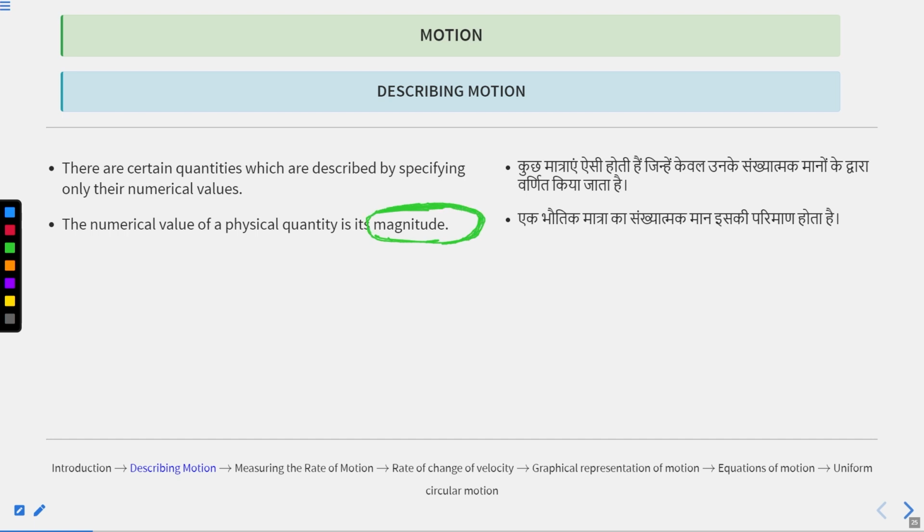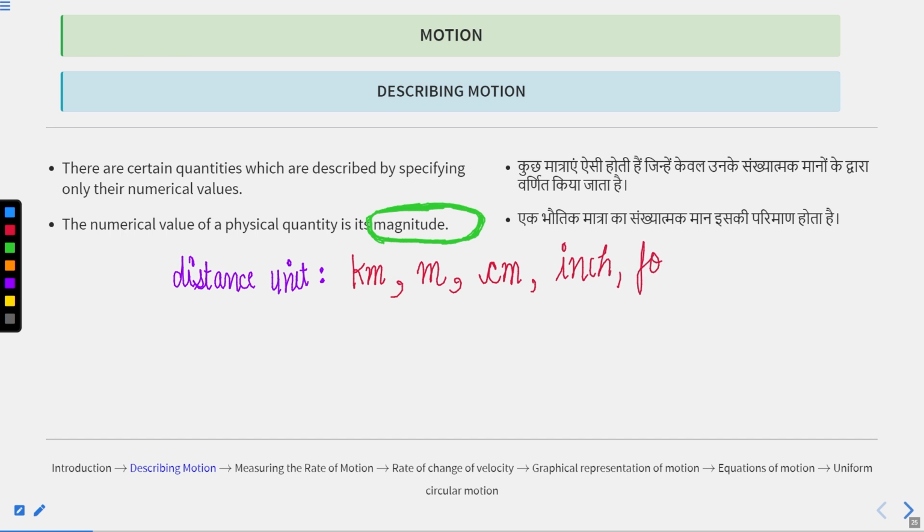And I have explained to you that distance has many units. For example, we can measure distance in kilometer, we can measure distance in meter, we can measure distance in centimeter. There are other units: inch, foot, miles, etc.